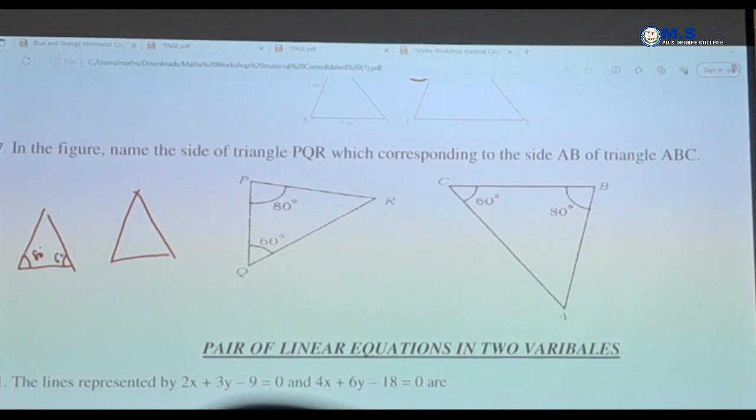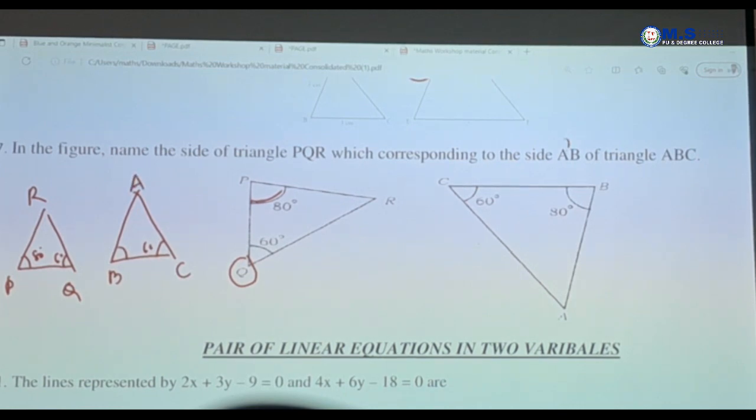60. For angle 80, what is the vertex? P. What is the vertex for 60? Q. Here it is the same way. For 80, what is the vertex? B. For 60, C. It is A.